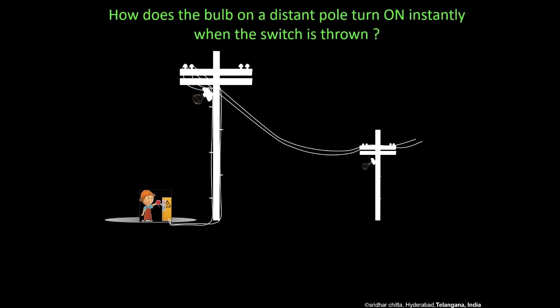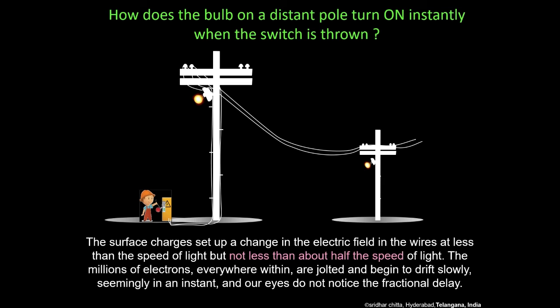How does the bulb on a distant pole turn on instantly when the switch is thrown? The surface charges set up a change in the electric field in the wires at less than the speed of light, but not less than about half the speed of light. The millions of electrons everywhere within are jolted and begin to drift slowly, seemingly in an instant, and our eyes do not notice the fractional delay.